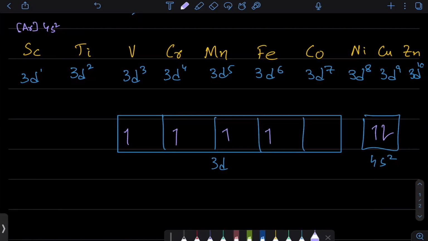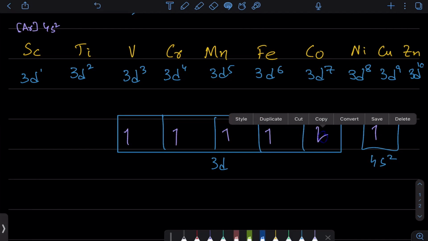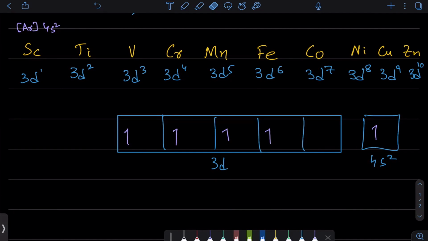But then if you look over here, chromium is just half an orbital away from having a very stable configuration. If it somehow gets one electron here, it will become half filled, and half filled subshells have a special kind of stability, and that is what happens here. The 4s loses an electron and the electron is brought down to 3d. Now we can show this electron as this, and there is nothing wrong with the way the electron is arranged right now, but just for the sake of convention we will do it like this.